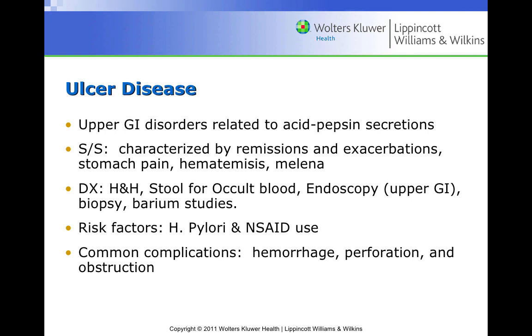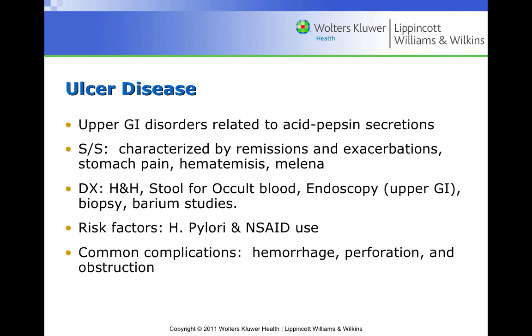Peptic ulcer disease, in my day, we thought it was more related to high stress type A people. We now know that peptic ulcer disease occurs because of infection of H. pylori as the major reason, and NSAID use as the secondary reason. Signs and symptoms are characterized by remissions and exacerbations. You may have some hematemesis and melena, lots of stomach pain.